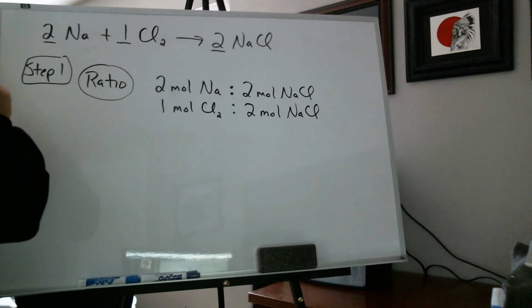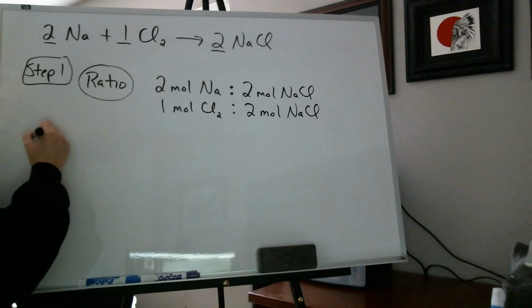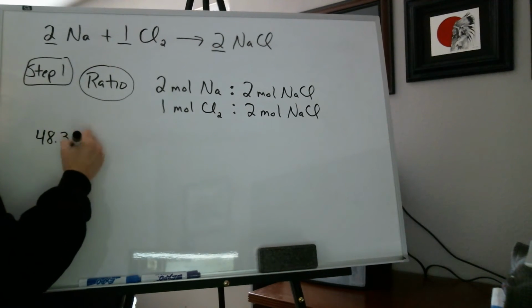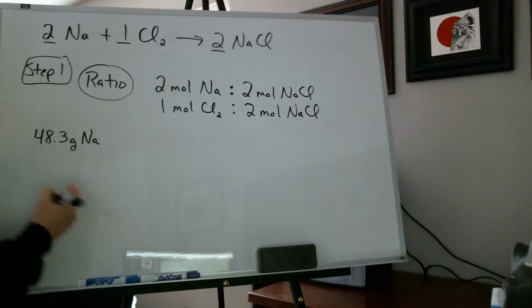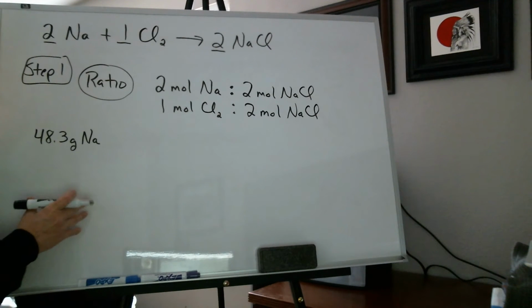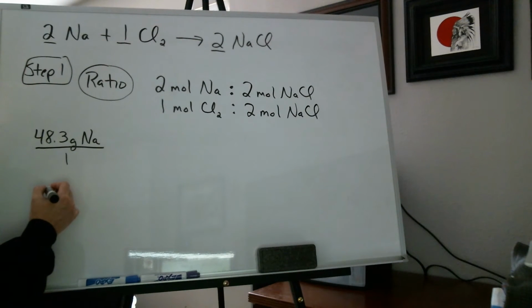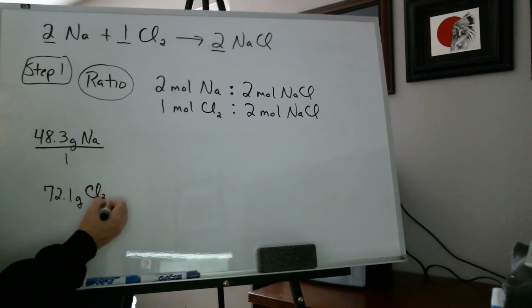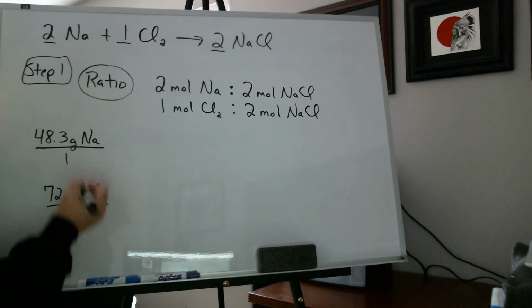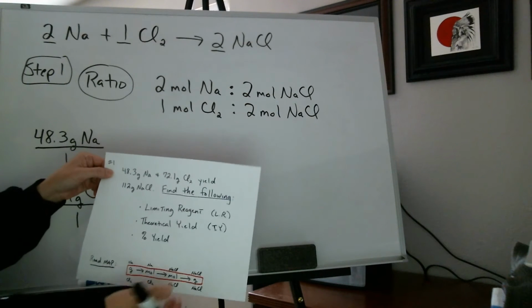So let me look at what the problem was again. The problem said that we have 48.3 grams of sodium. And I like to work the 2 parts at the same time. So I'm going to put that over 1. And then we have 72.1 grams of chlorine. So that's what we were given.